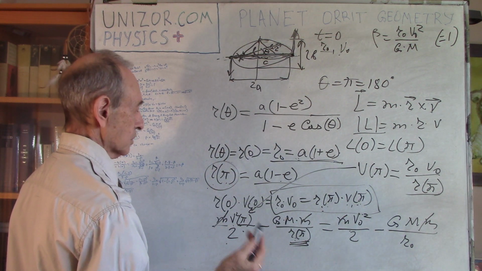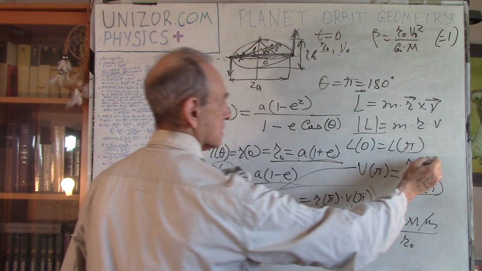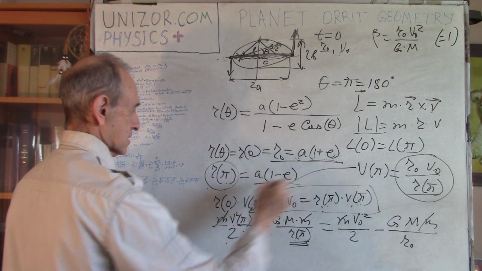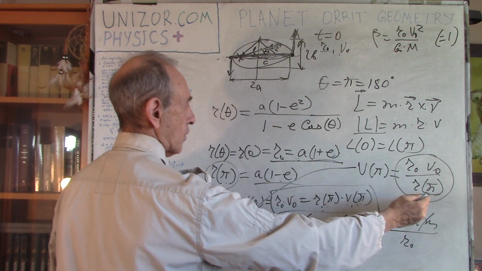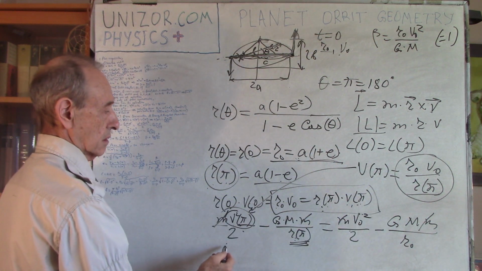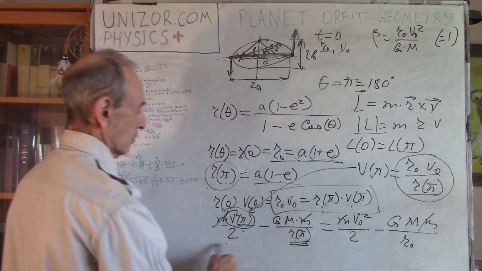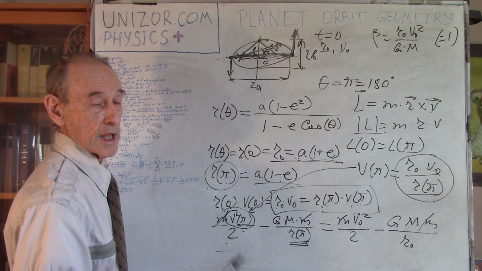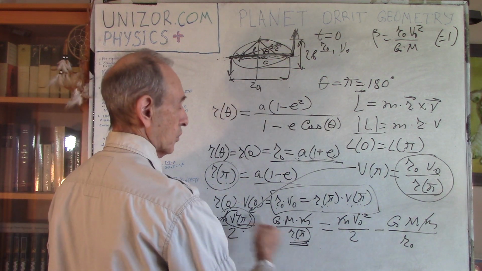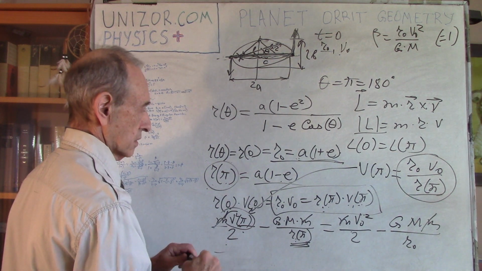Now, by the way, this will be a quadratic equation, because this goes square, right here, this is a square, so I will have r squared of pi in the denominator. This is plain r of pi, and there are no r of pi here. So I will multiply everything by r of pi squared, and I will have a quadratic equation with certain coefficients, and I will basically resolve it.